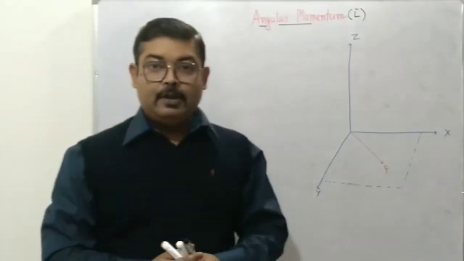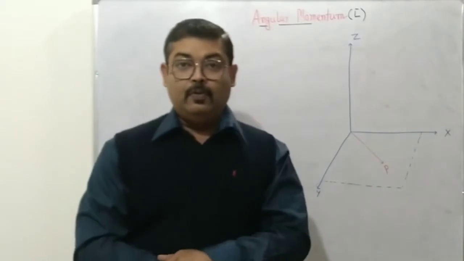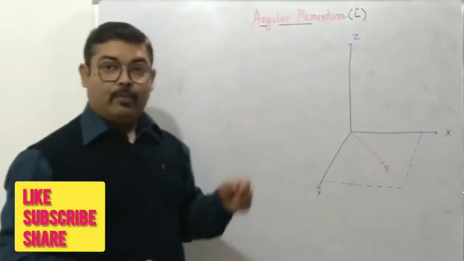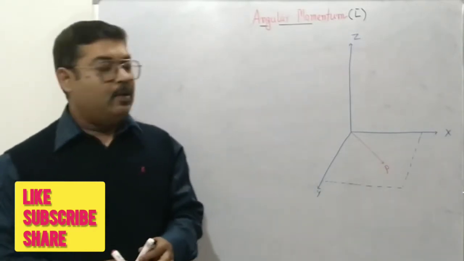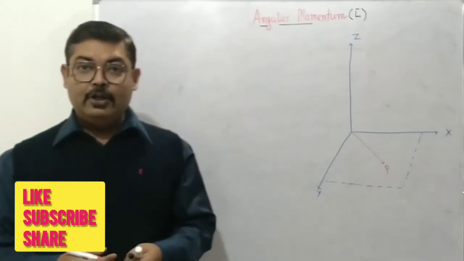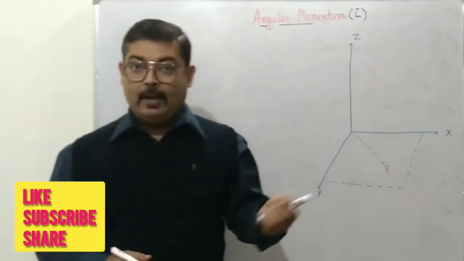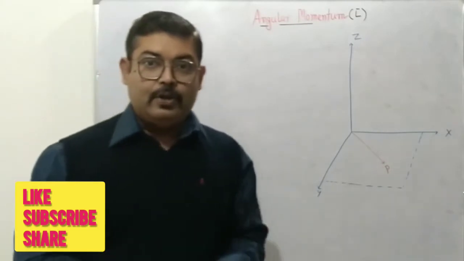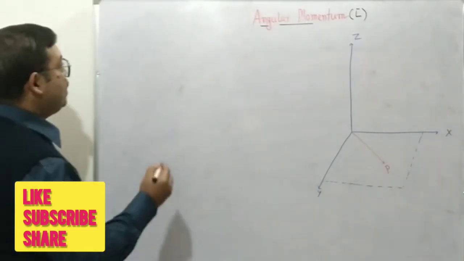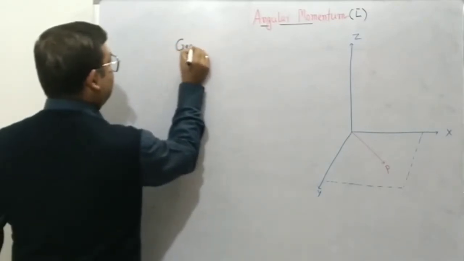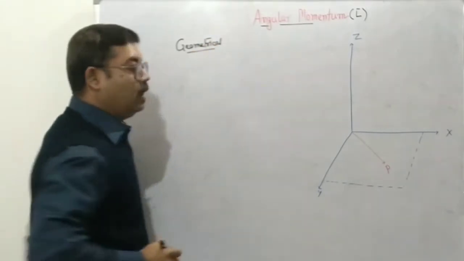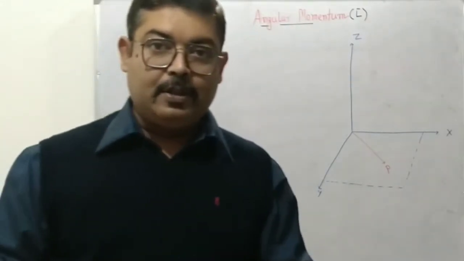Today we will be continuing our discussion of angular momentum. We have already found an expression for angular momentum, the vector expression. We have also understood what it physically signifies, and we found a relationship between the torque and angular momentum. In continuation, today we will try to understand what it means geometrically. That is the geometrical interpretation of angular momentum.